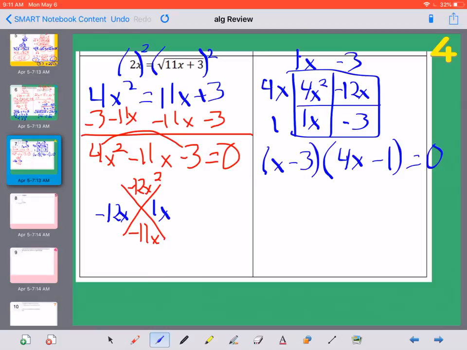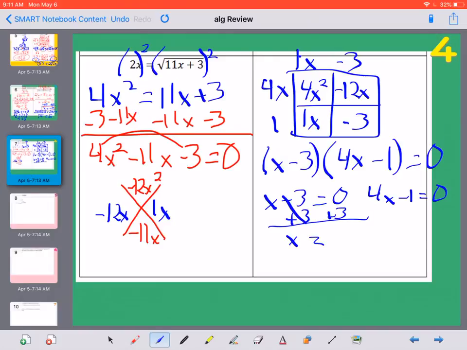So if we solve this, then we'd have x minus 3 equals 0 and 4x minus 1 equals 0. So I'm going to add 3. We get x equals 3. Here I'm going to add 1 and get 4x equals 1. Divide by 4, and x equals 1/4.